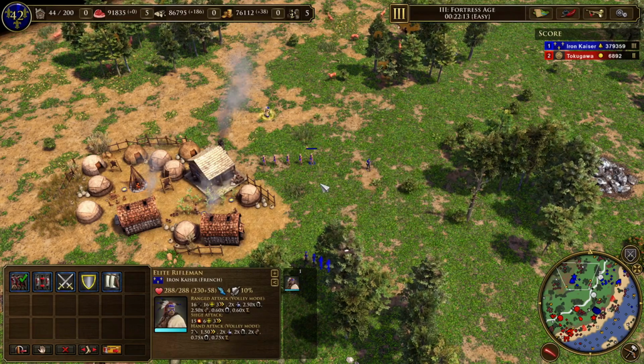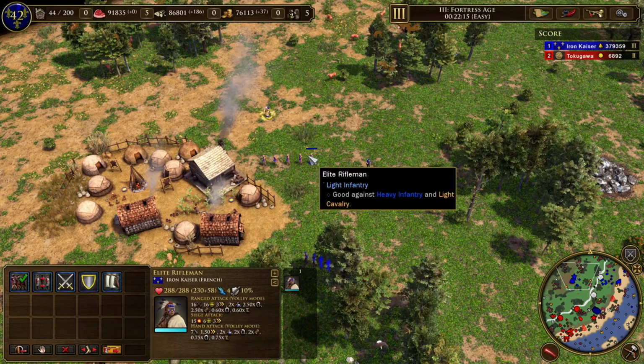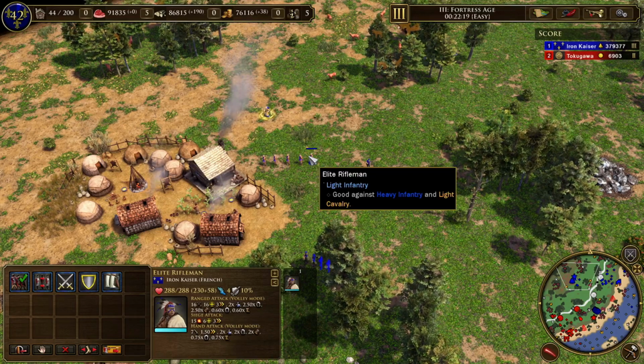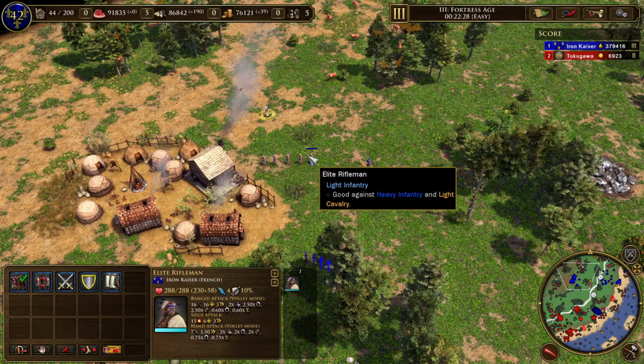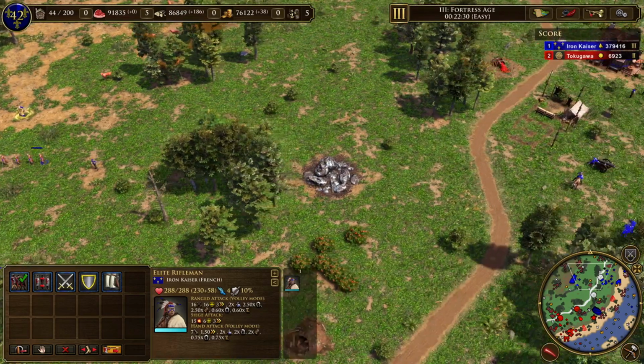I see. So again, you can see right away at a glance what this unit does, how it is supposed to be used, and how it is different from other light infantry. And this mod, again, updates all of the native units, the mercs, the outlaws, the base units, just about every unit in the game.